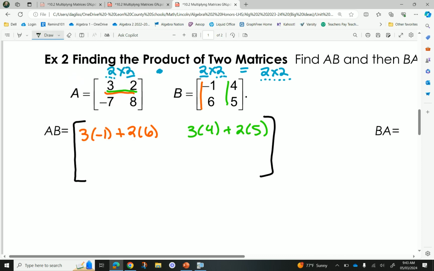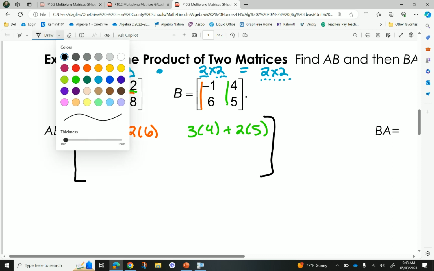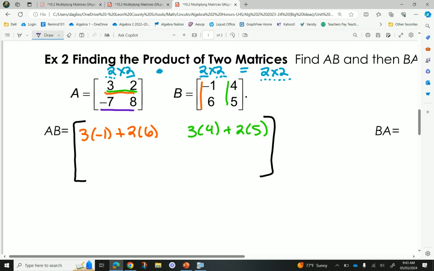All right. Okay, so let's move down to our second row. So I have negative 7 and 8 for my second row, and we're going to use negative 1, 6 for my first column. So negative 7 times negative 1 plus 8 times 6. Something else to notice. See how I use the same column numbers, negative 1, 6, and they are in a column of each other in that first column? Okay, you're going to see math patterns like that show up.